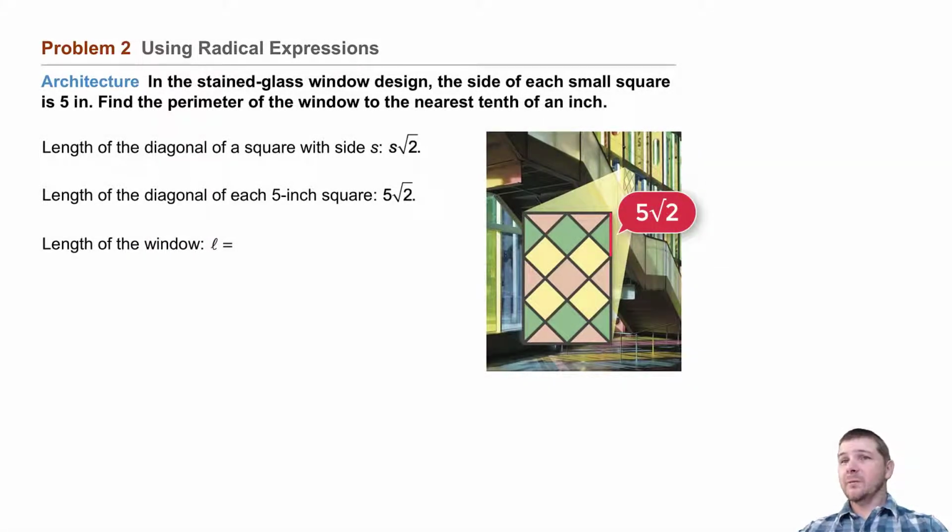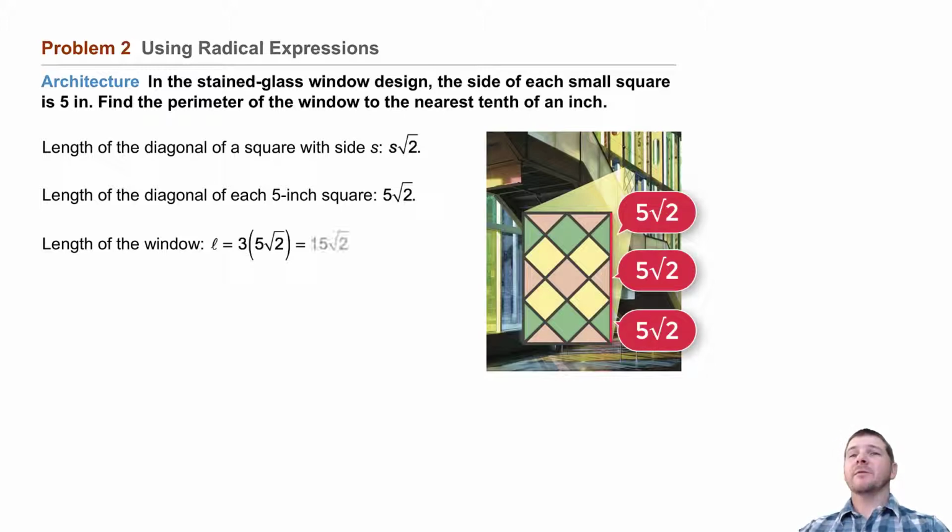The length of the window? Well, we can let L represent the length of the window, and that will be 3 times 5 times the square root of 2, counting 1, 2, 3 of those triangles, or half squares, for the length of the window. And that simplifies to 15 times the square root of 2.